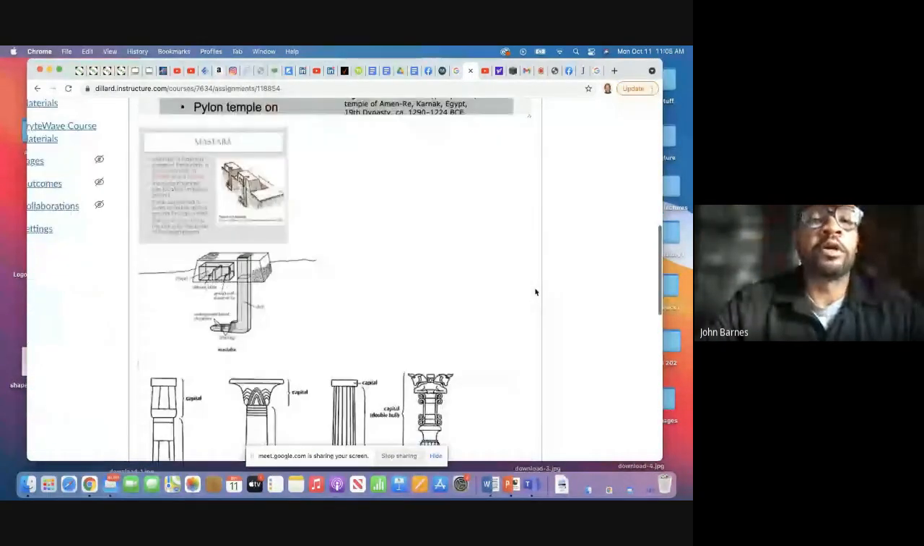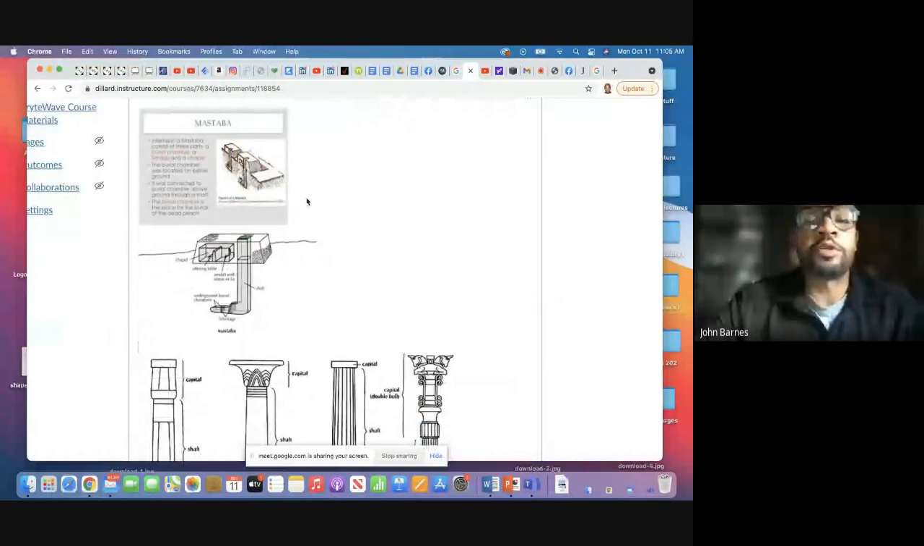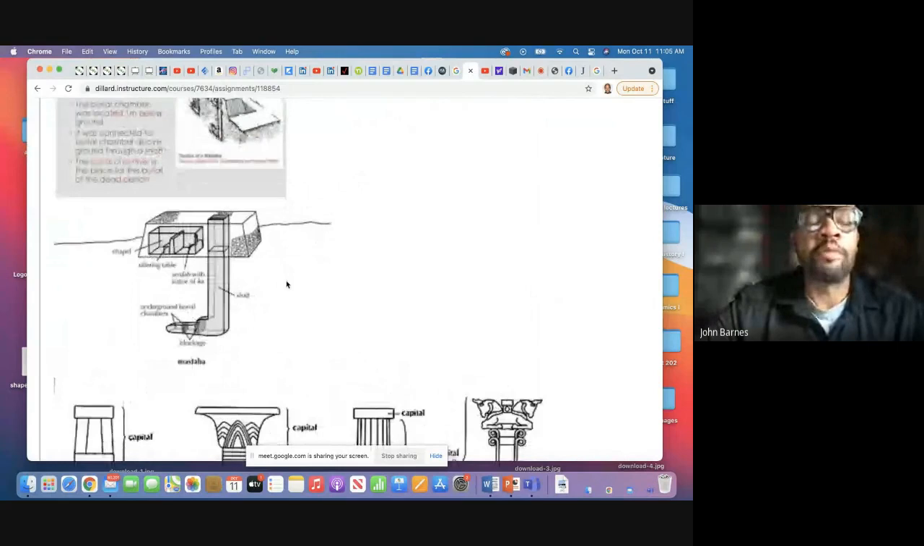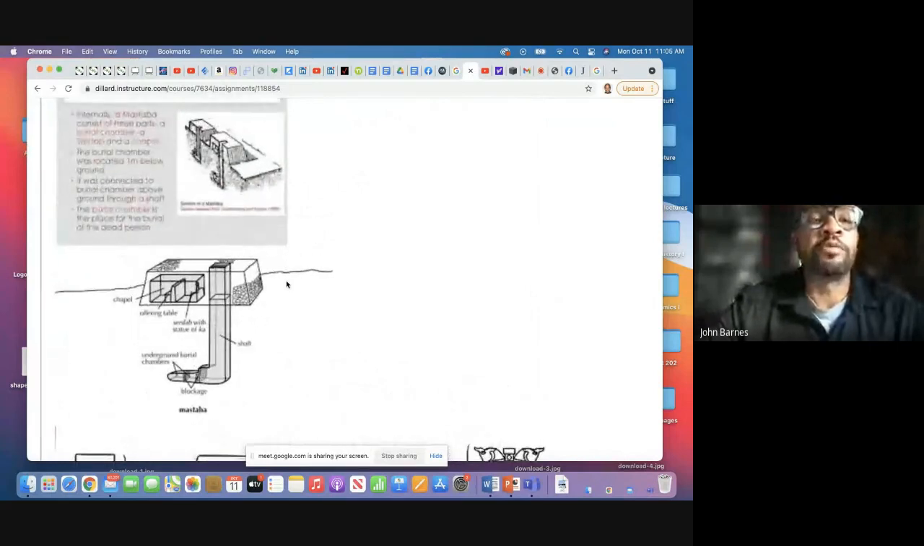Here we go. Okay, so the initial start of Egyptian architecture that archaeologists have traced refer back to the structure called the mastaba. The mastaba was the building blocks of the pyramid, and this was the burial chamber part of the pyramid that the rest of the structure was built on top of. So internally, a mastaba consists of three parts: a burial chamber, a serdab, and a chapel.